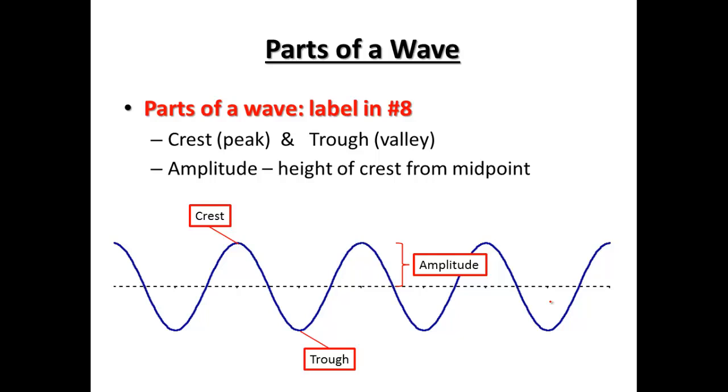So if we were to look at a visual of what a wave looks like, even though we can't see most of them, the wave has a couple of key parts. On number 8 in your notes, just down below, I'd like you to identify the crest, which is at the top of a wave. So we have our crests. The trough is the bottom of the wave. And then the amplitude is the height from the midpoint up to the top of one of the waves. So these are a couple of key parts: the crest or the peak, the trough or the valley, and the amplitude, the height from the midpoint up to the top. These are terms that you'll see throughout this chapter.